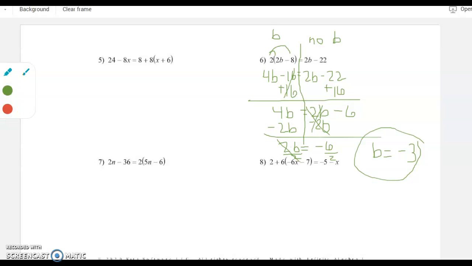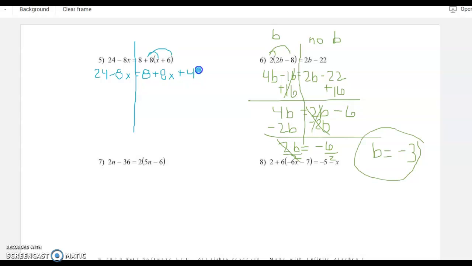Let's look at number 5. Same concept, equal sign, dividing it in half. But I can see I can simplify this right-hand side for sure. So I have 24 minus 8x. Remember, this 8 doesn't get distributed to because he's not involved in the parentheses. So I have 8. 8 times x is 8x. And 8 times 6 is 48.